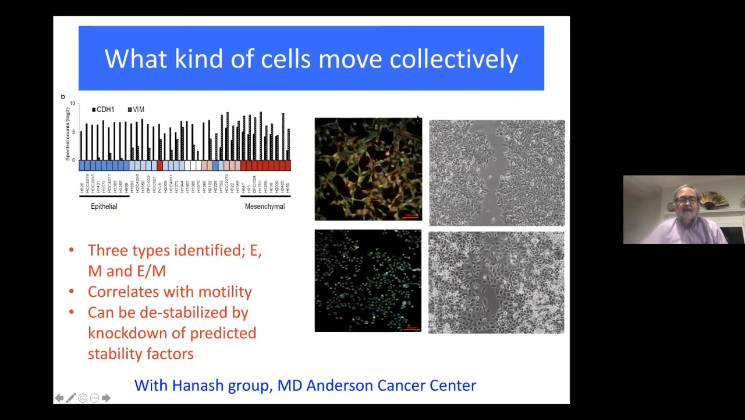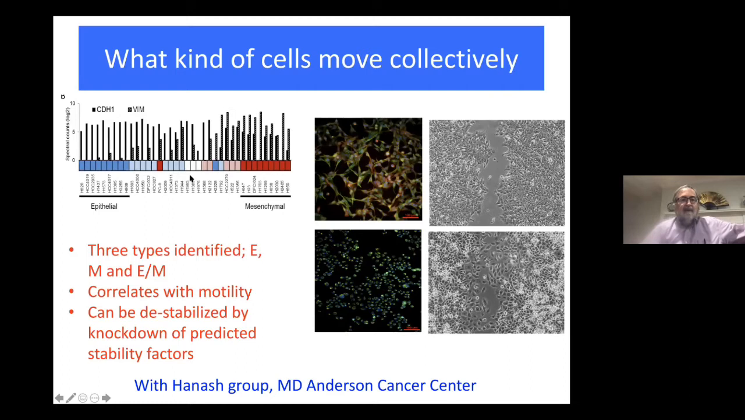So when we first saw this, the first thing to say is, well, does this make any sense at all? Is this a possibility that you can see in the lab? So we collaborated with the Hanash group at MD Anderson Cancer Center. They had a series of 48 different lung cancer cell lines that they were investigating, and they were doing basically proteomic scans of these cell lines.